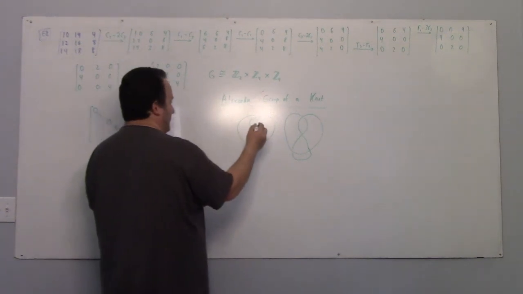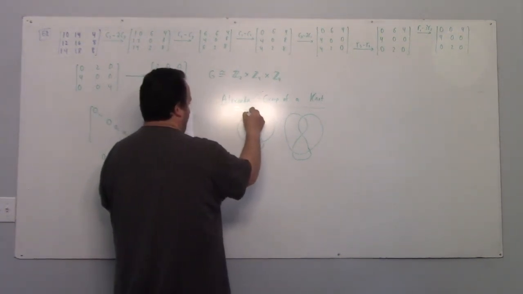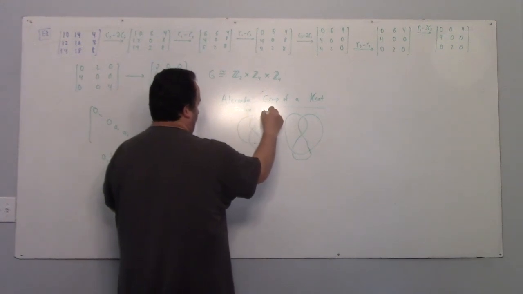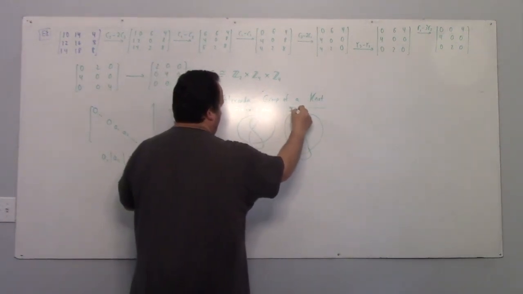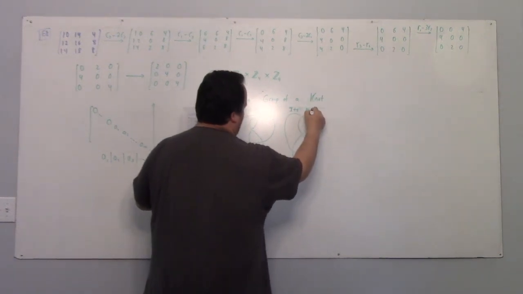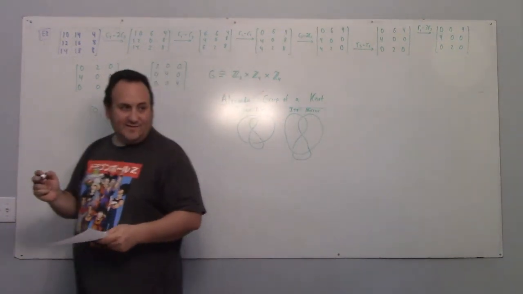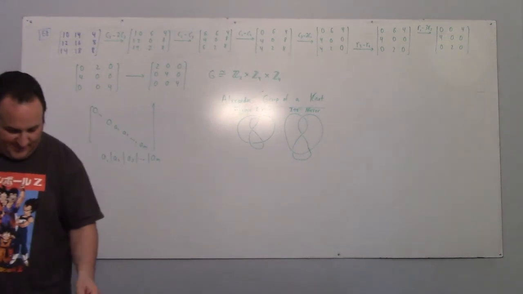So this is the so-called figure eight knot. And this is its mirror. There's no apostrophe in it, despite my many attempts. I've always wanted to put an apostrophe there, but you're not allowed to. Apparently, it's grammar.